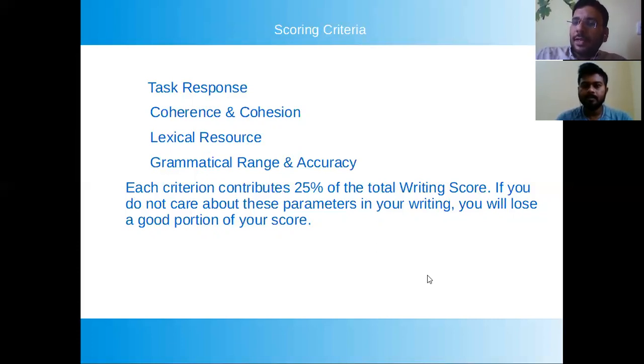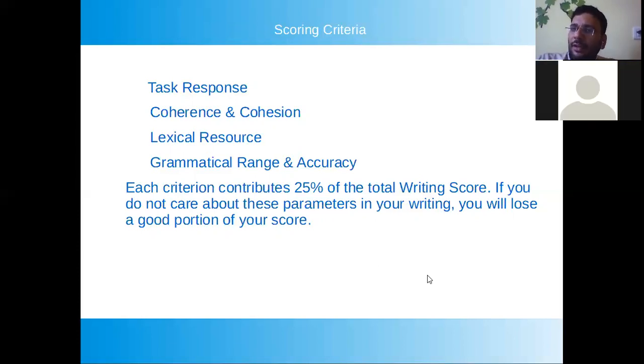He's going to check the structure of your essay. When I talk about the structure of the essay, I mean introduction, body, and conclusion. So every essay, irrespective of the type of essay, whether an opinion, a discussion, or a problem-solution essay, you need to introduce the topic by giving very general information.